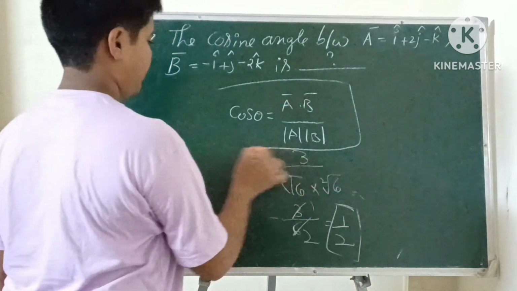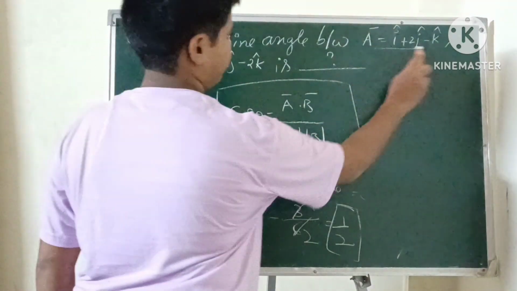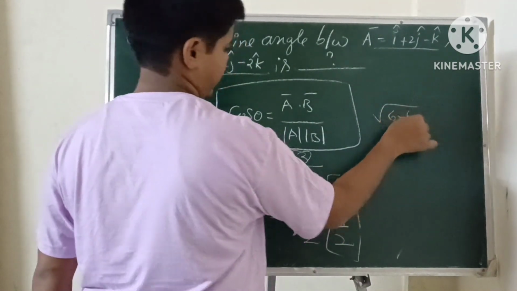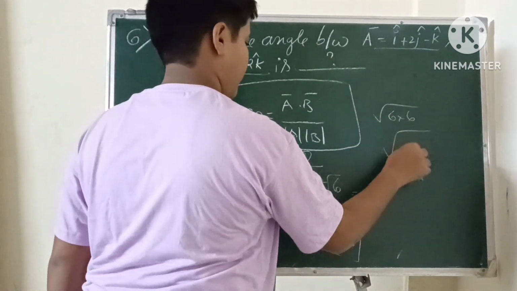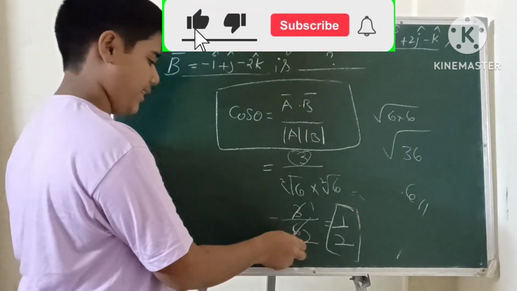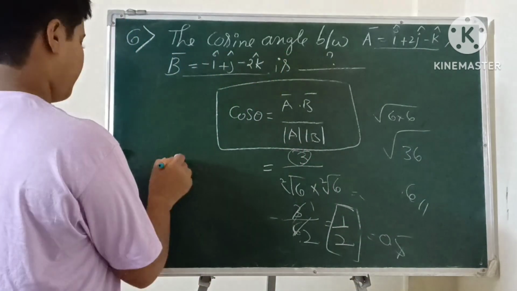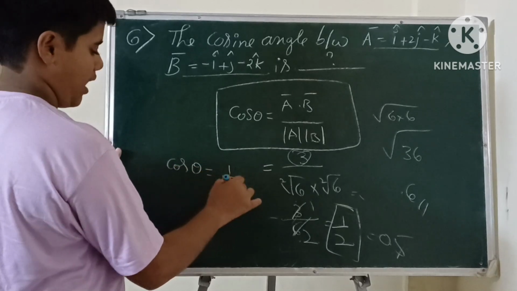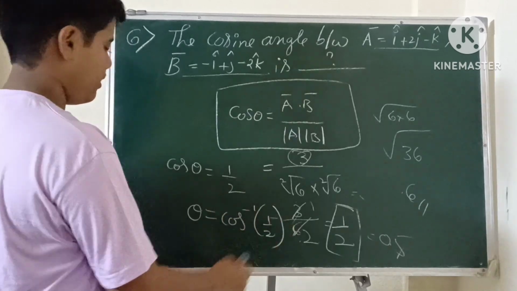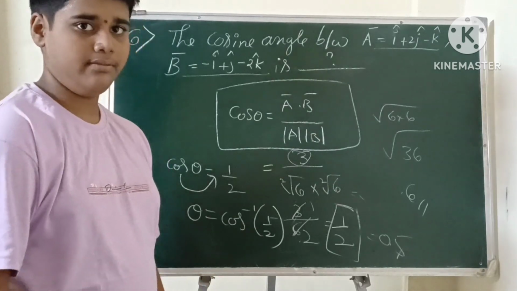Here we already learned the cos theta formula, dot product by magnitudes. The dot product is 3 and the magnitude is root 6 into root 6, which we can write as root over 6 into 6, root over 36, which means 6. So 3 by 6 is half, which is also 0.5. Another important point: when we get cos theta equals half, we can write theta equals cos inverse of half, because if cos is transferred to this side, it becomes cos inverse of half. Okay, so this is the sixth sum.